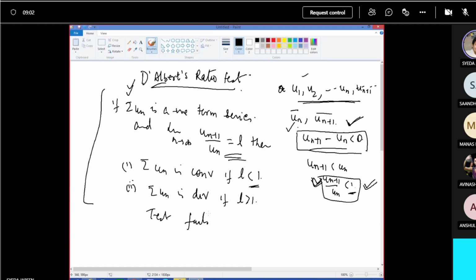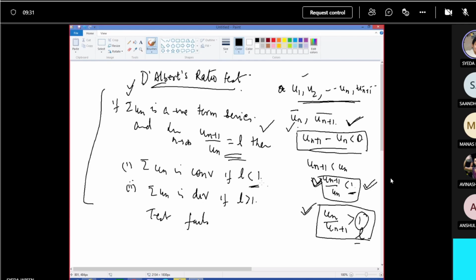UN by UN plus 1. Yes, you tell again. UN by UN plus 1 should be greater than 1 for convergence. Right. Yes, correct. So you should have UN plus 1 greater than UN. So this is another form. In some books you will get this form and in some books you will get the other form, so don't get confused. So this will be convergent when UN by UN plus 1 is greater than 1. Instead of 1, in books it is written in general form, which is given as L.